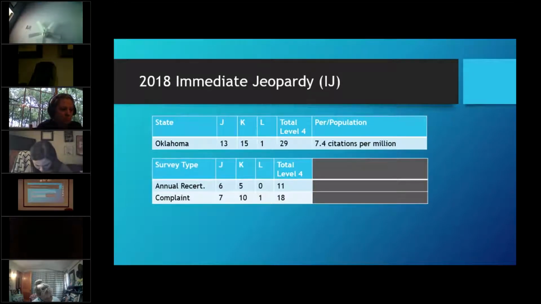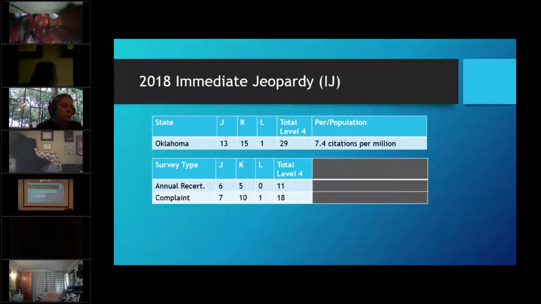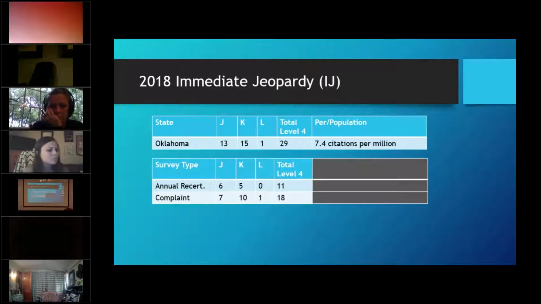In 2018, Oklahoma had 13 immediate jeopardies cited at the scope and severity of J, 15 cited at the scope and severity of K, and 1 cited at the scope and severity of L, for a total at level 4 of 29 for our state. That is 7.4 citations per million.